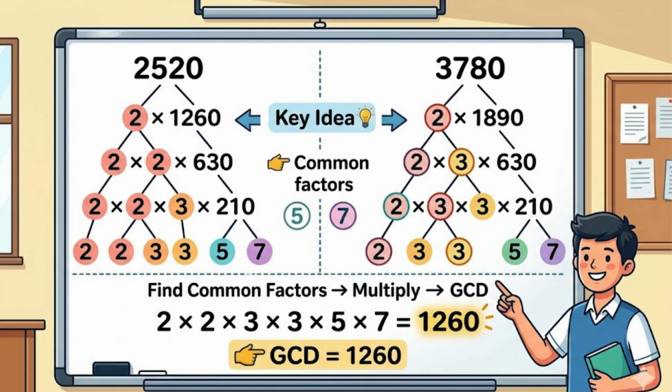Now comes the most important step. Look at both sets of factors. Pick only the numbers that are common in both. Now multiply those common numbers and the final result is your GCD. GCD is simply the largest equal piece you can make from two big numbers.